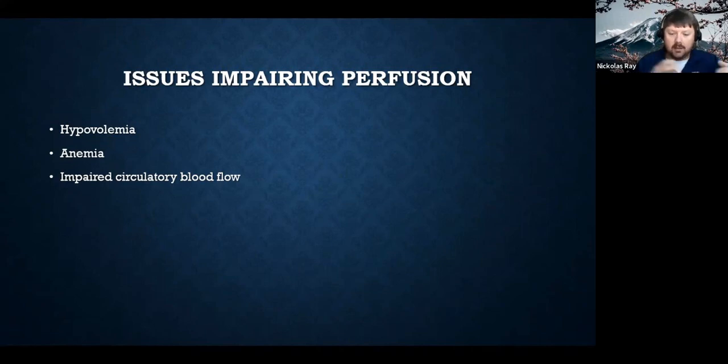So again, you're looking at the different aspects of the breathing process here. So obviously hypovolemia, if you've got decreased fluid, you're going to have decreased ability to move stuff. Anemia, we greatly depend on hemoglobin. We depend on hematocrit and hemoglobin to perfuse no matter what type of anemia it is. And then impaired circulatory blood flow. What are things that may impair circulatory blood flow? Pulmonary embolism, DVT, things like that.